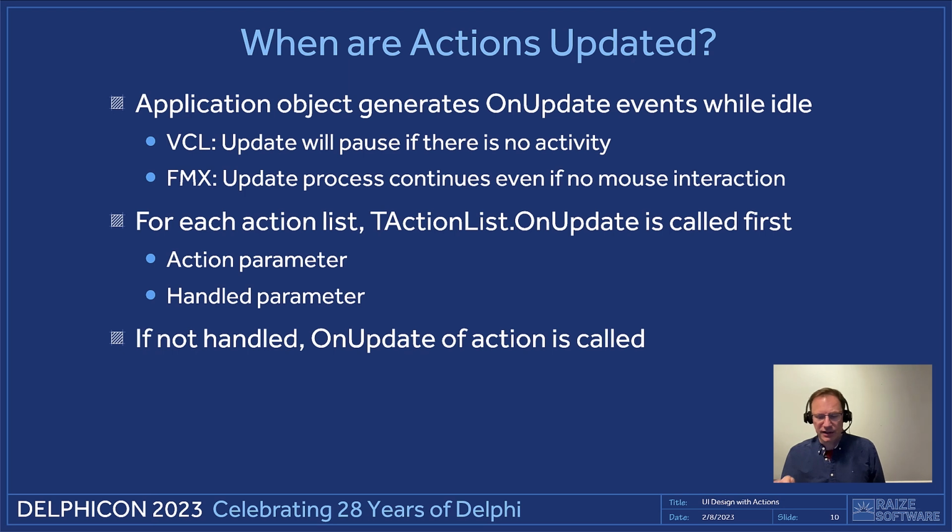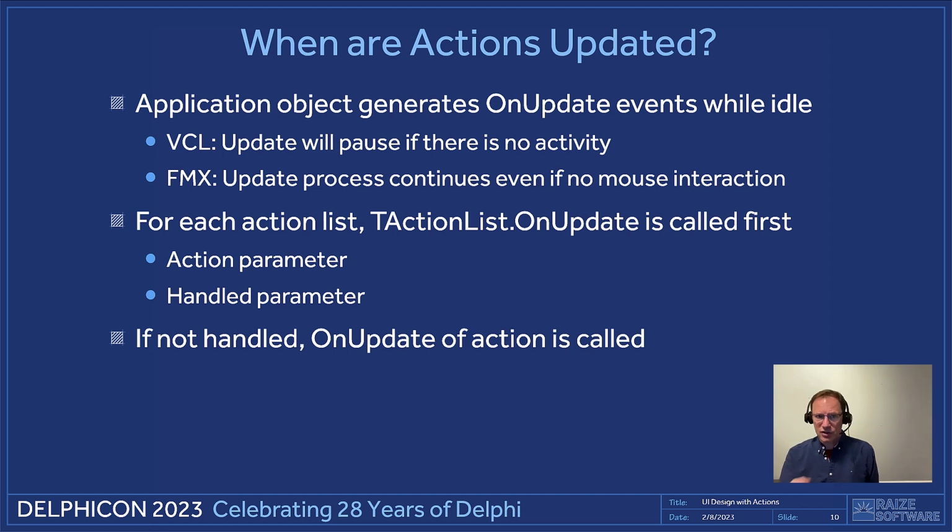The key thing is the application object that all Delphi applications have generates the onUpdate events while it's idle. So in the VCL, the update will pause if there is no activity, which is interesting. It's a little bit more responsive for the message loop on the Windows VCL side. It could be more selective in when it updates things, because if there is no activity, there's probably no state change. FMX is different. The engine that drives it is a little bit different even when you run it on Windows. So the update process continues even if you don't have any mouse interactions.